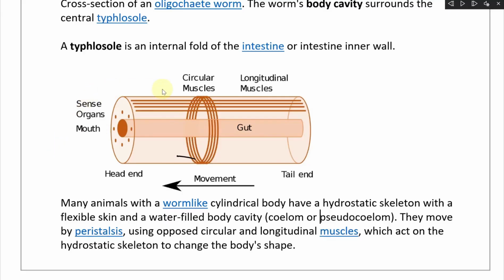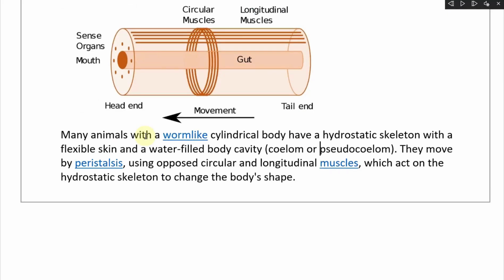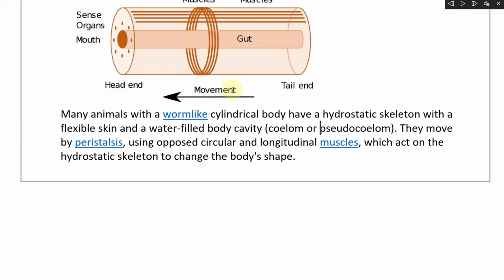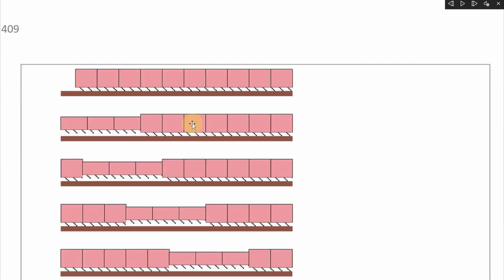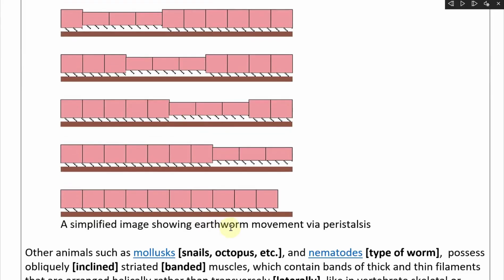The circular muscles contract, and you have longitudinal muscles as well. They interact such that you can bend the body and start moving. So contract, relax, and move. And just take a look at this segment here of a simplified image showing earthworm movement via peristalsis.